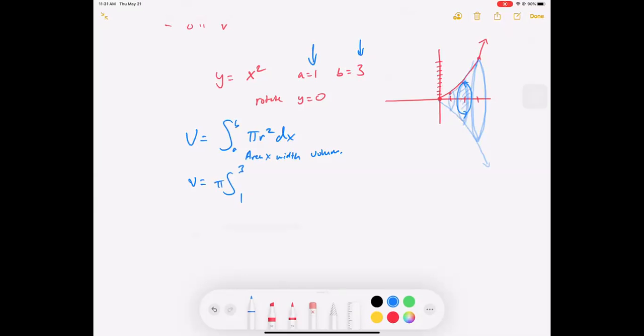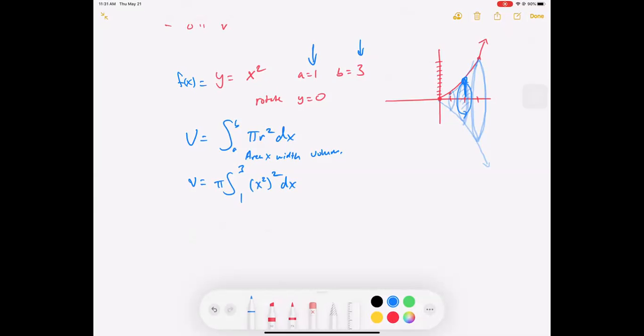Pi is a constant. What's the radius? Well, the radius is literally just the height of our function. In this case, it's going to be f of x. And f of x is the same as y, which for us is x squared. So x squared, pi r squared. Multiply that by a little bit dx. And that is the setup.